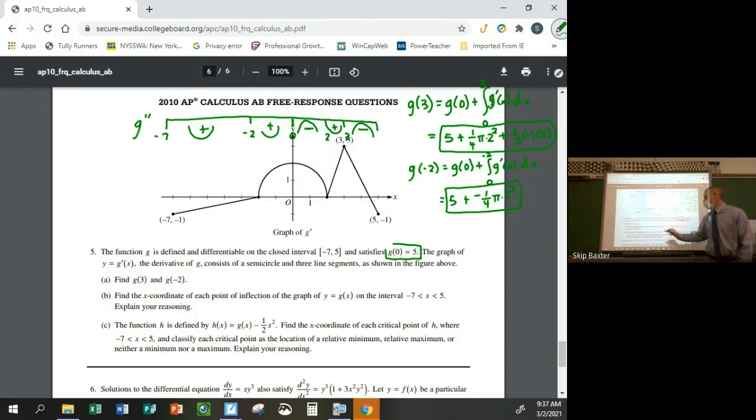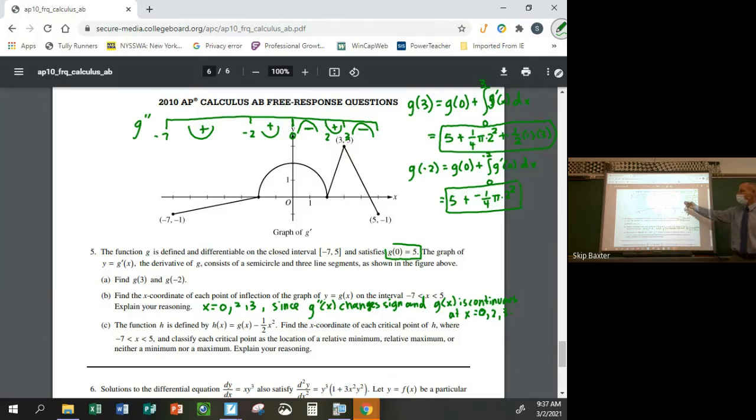Does that make sense? So this is at x equals 0, 2, and 3, and you have to give a reason, since g double prime of x changes sign, and g of x is continuous at these x values, or at x equals 0, 2, 3. So there's a complete explanation. Okay, you have to have words. It says explain your reasoning. So you can't just have a sign chart and say x equals 0, 2, and 3. You got to have words.